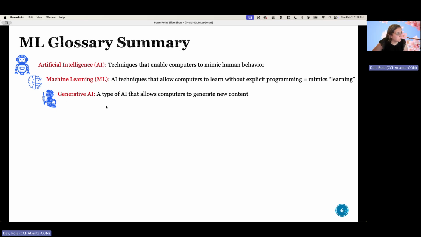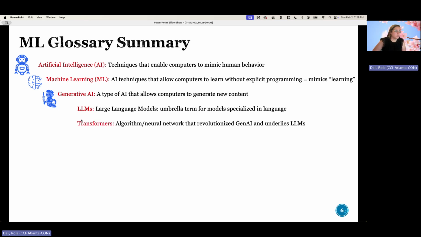Generative AI is a type of AI that allows computers to generate new content. We've seen all of this. Now, what is an LLM? It's a large language model. So it's an umbrella term for models specialized in language. What is a transformer? The transformer is an algorithm or a neural network that revolutionized GenAI and underlies LLMs. So it's the heart of the LLM. It's the actual architecture that underlies this LLM.